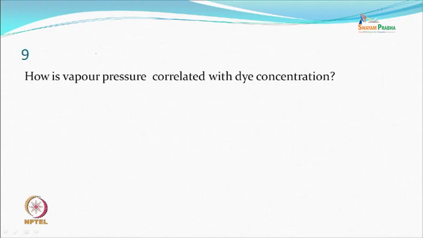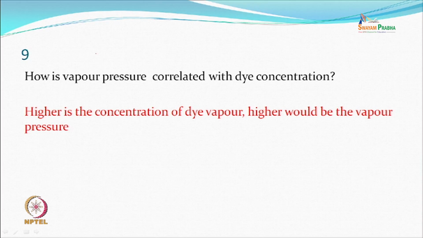Another question was, how is vapor pressure correlated with dye concentration? So, I assume that what was meant is, if the vapor pressure is high, is the dye concentration responsible for this? So, the higher the concentration of the dye vapor, now in vapor form, the higher would be the vapor pressure, because the molecule, the pressure is what?